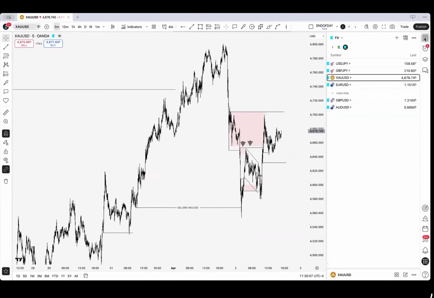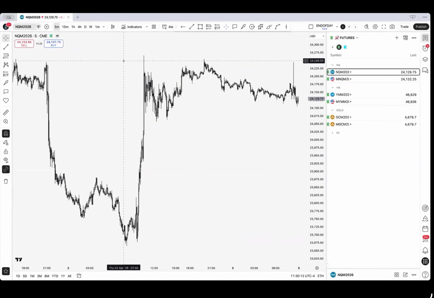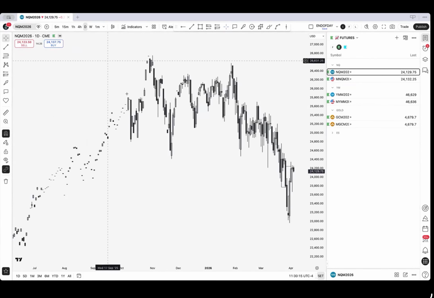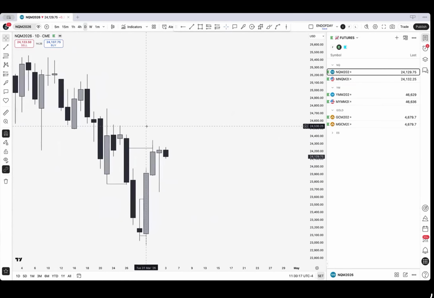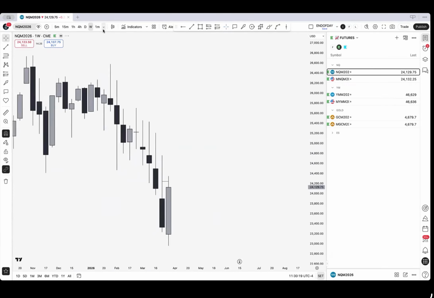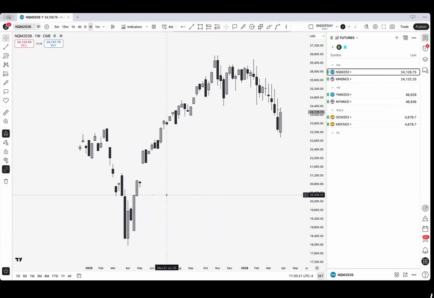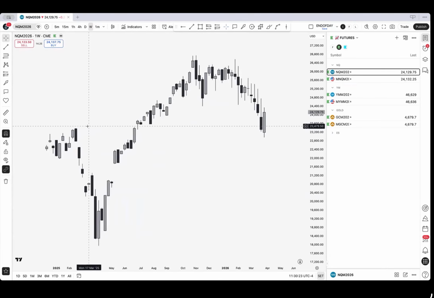So let's shift to NQ. Let's see what we have here. Dissect this price action for you guys. We can agree that we've taken out liquidity here. Let's clear our drawings.